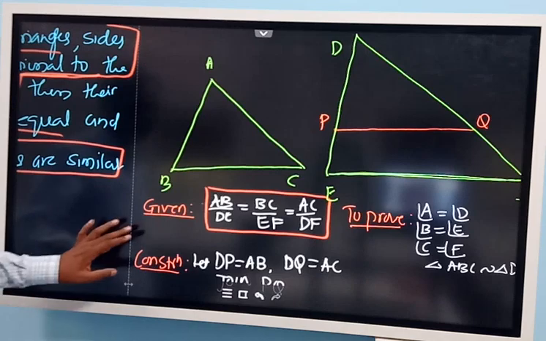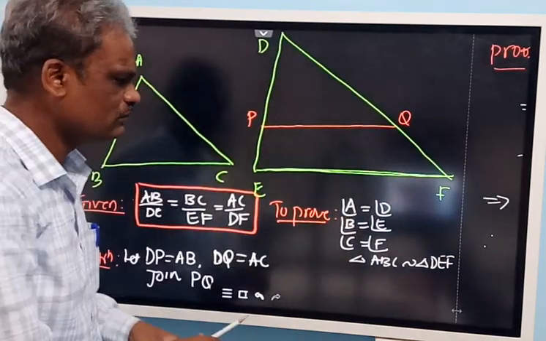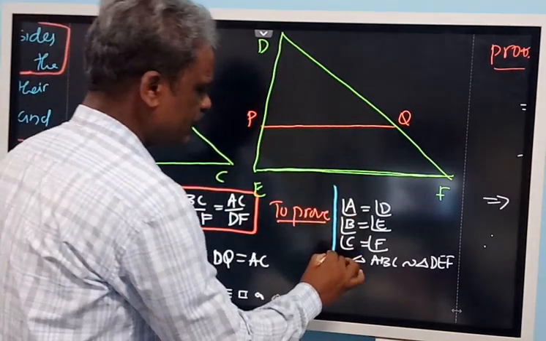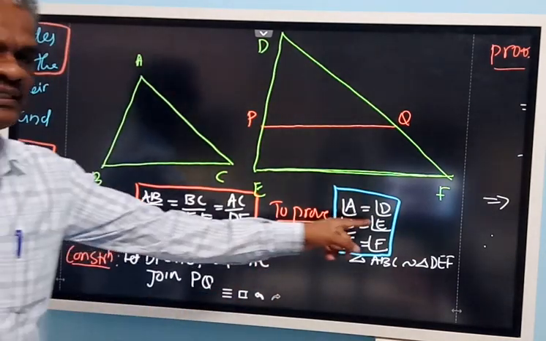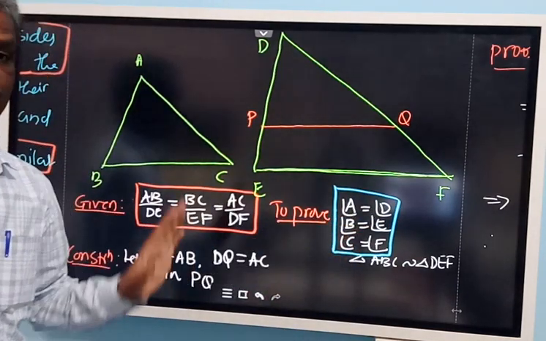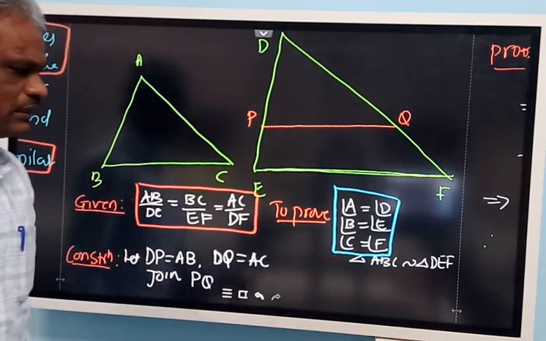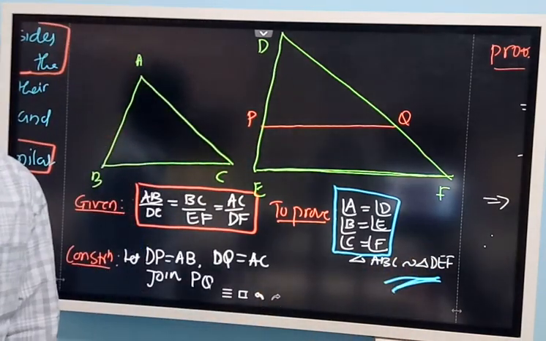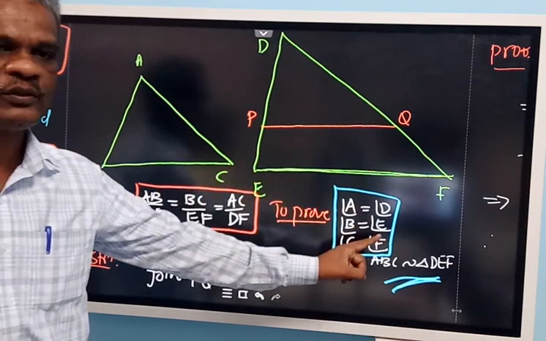Okay. Now, what you have to prove? You have to prove that all the corresponding angles are equal. You have to show that angle A is equal to D, B is equal to E, C is equal to F. That you have to prove now. And once you prove these angles are equal, then you will get the triangles similar, ABC will be similar to DEF. This is what we have to do now. Given is this one, you have to prove this one.